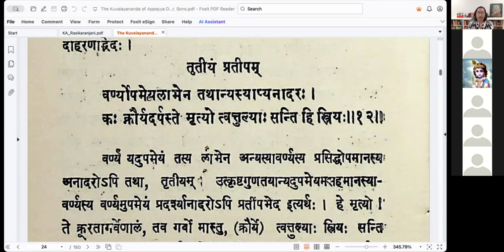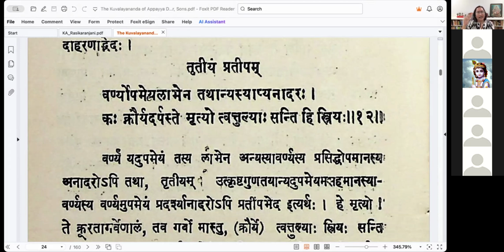So the example here is: Kaha kraurya darpaha te mrityo tatulya santihi striyaha. He mrityo, mrityuhu yamadharmaraja. So, death, why do you have such an arrogance towards your crauryam, cruelty? Mrityu is always known for cruelty, that is, it just attacks us at a time when we are caught unawares by it. So there is a cruelty associated with mrityu. But here the poet says, Kaha kraurya darpahate. Why do you have this false arrogance about your cruelty?